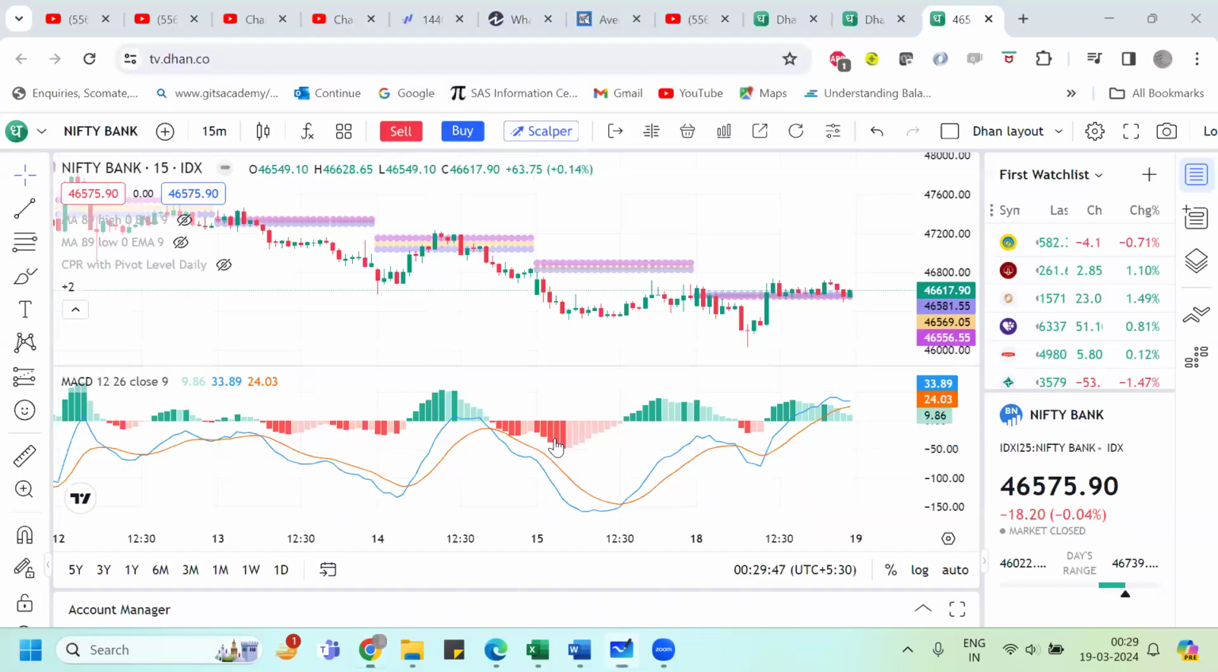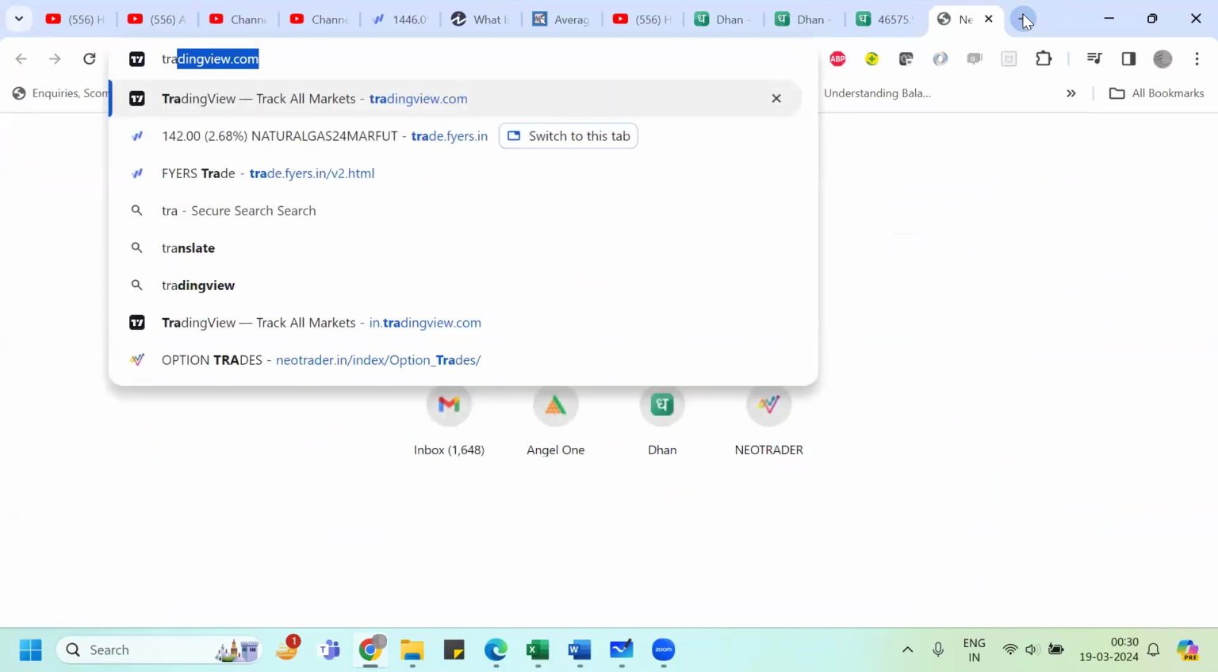Probably it would be wise if you use MACD with price action. If you apply price action also into this, then definitely it will help you in deciding your trading decision, like I just showed you.